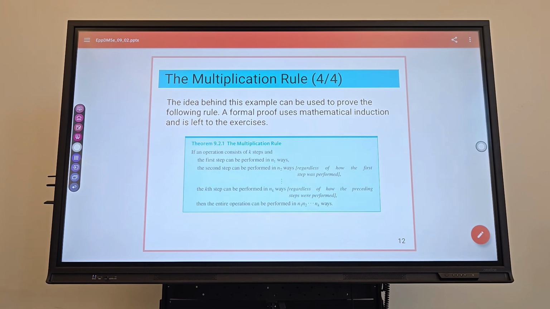If an operation consists of k steps, and the first step can be performed in n sub 1 ways, and the second step can be performed in n sub 2 ways, and the kth step can be performed in n sub k ways, then the entire operation can be performed in n sub 1 times n sub 2, etc., to n sub k different ways. Multiply it all out.